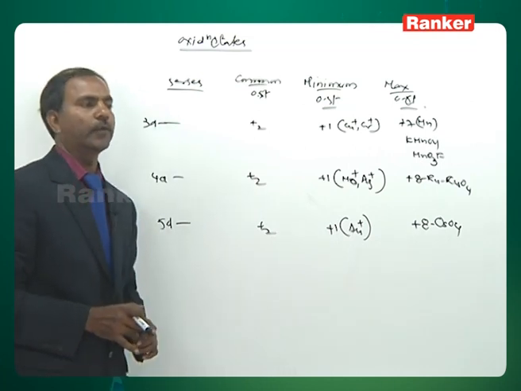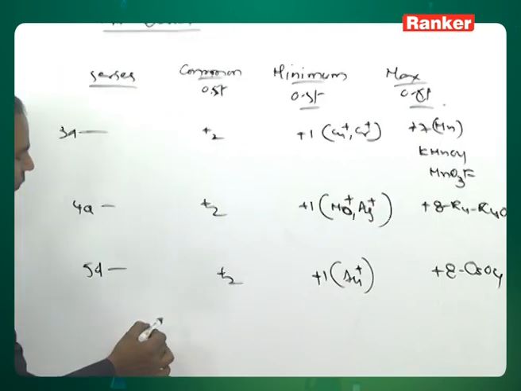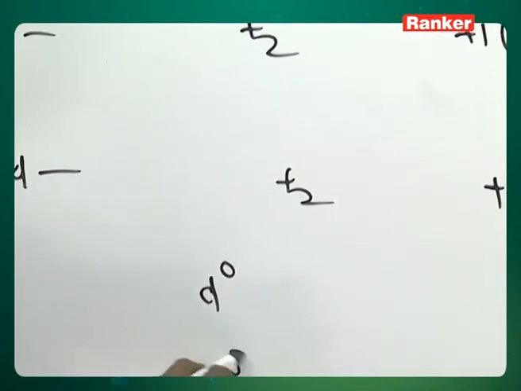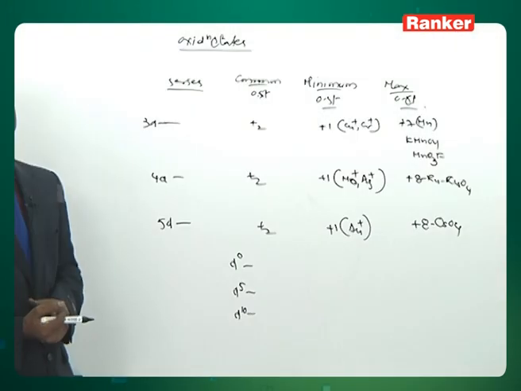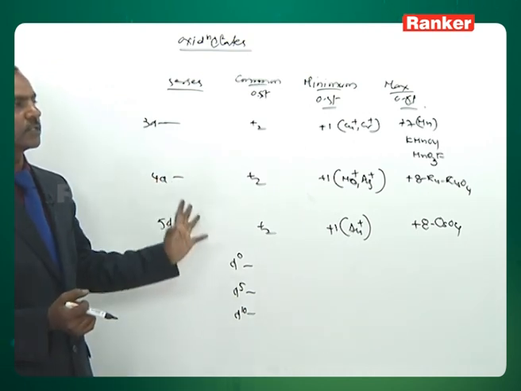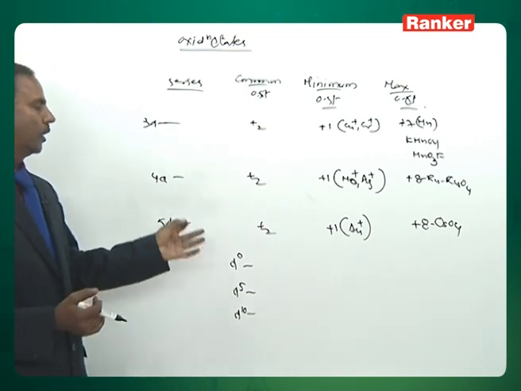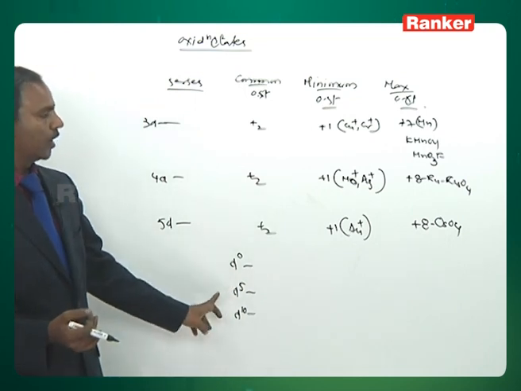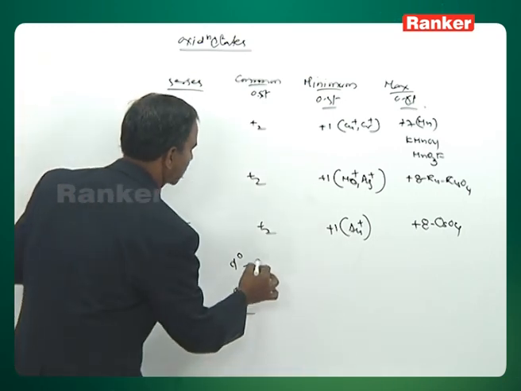What are stable oxidation states? Whenever a metal ion gains either D0 electronic configuration, or stable D5 electronic configuration, or stable D10 electronic configuration, such oxidation states are considered to be stable. So the metal ion in which oxidation state gains either D0 or D5 or D10, such oxidation state is found to be the more stable oxidation state.